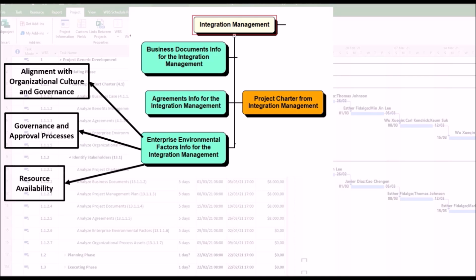3. Resource availability. Enterprise environmental factors include the availability of resources, such as personnel, equipment, and budget, that impact the project's feasibility. The project charter must account for these constraints to set realistic objectives, timelines, and deliverables.